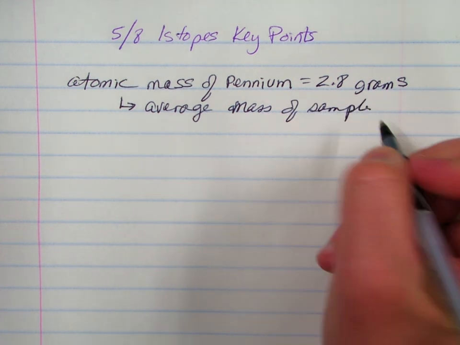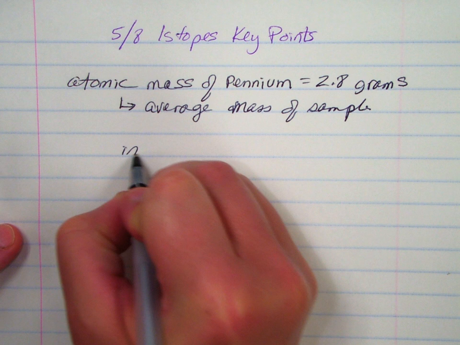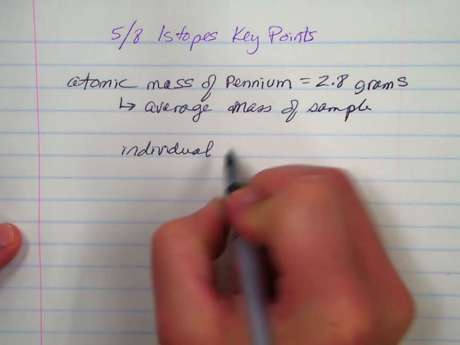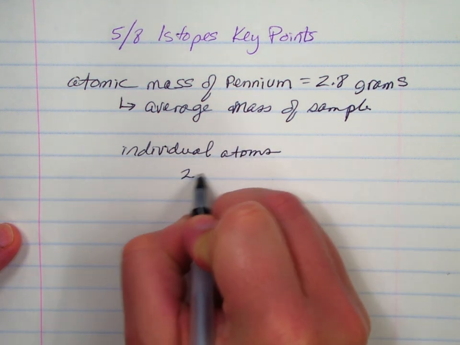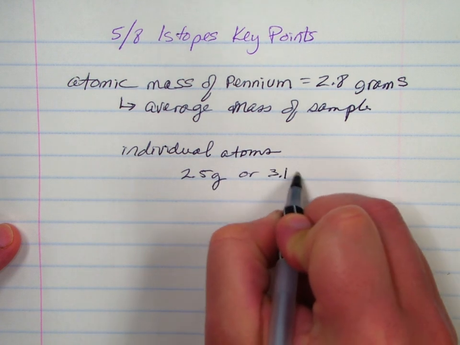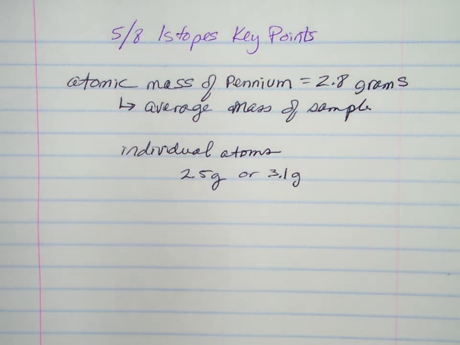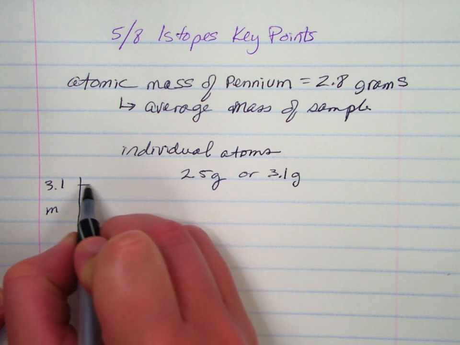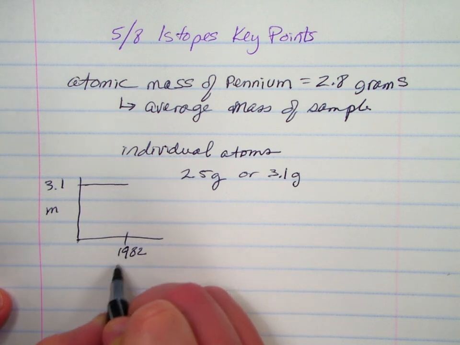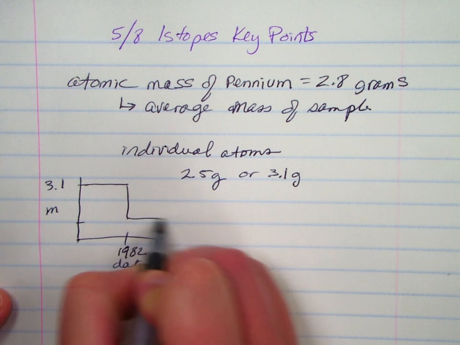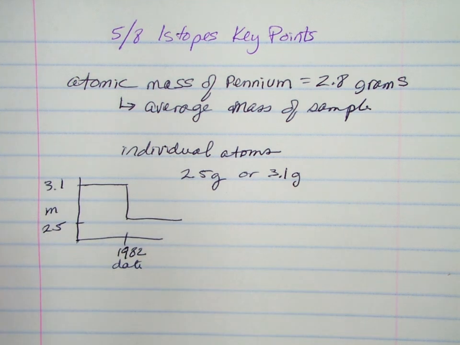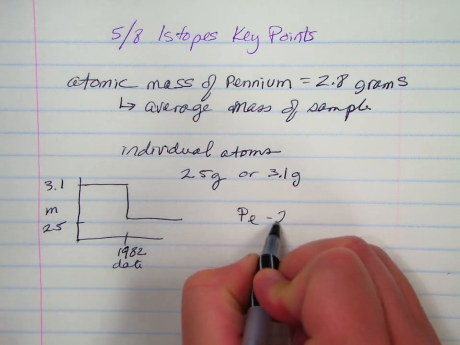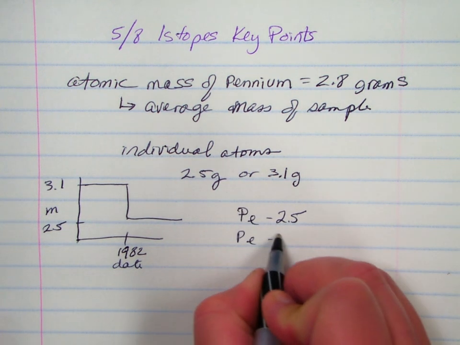Now, the Pentium atom comes in two varieties. We had individual atoms that were 2.5 grams or 3.1 grams. And these were very distinct, different types of atoms. If we graphed them, we would have 3.1 gram atoms, this is mass, until 1982. This is the date. And then it dropped abruptly down to 2.5 grams. So we have two different distinct Pentium atoms. We have Pentium 2.5 and we have Pentium 3.1.